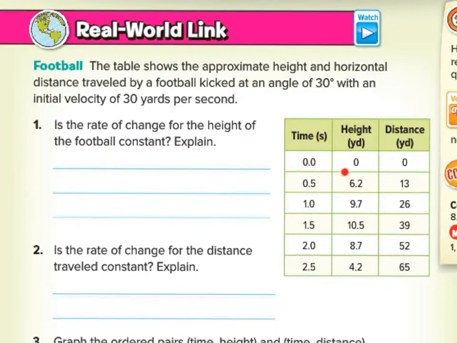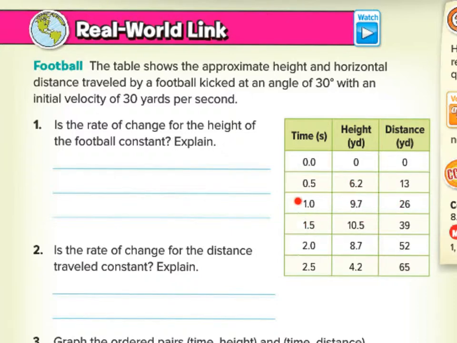So at 0 seconds, we have 0 height and 0 distance, correct? But at half a second, we've got a height of 6.2 yards and a distance forward of 13 yards. At 1 second, so the time has doubled, it has not doubled in terms of height. Notice that it probably went up by about 50%, while here it went up by 100%, right? It doubled, went up by 100%, but here only about 50%. But the distance is still doubled.